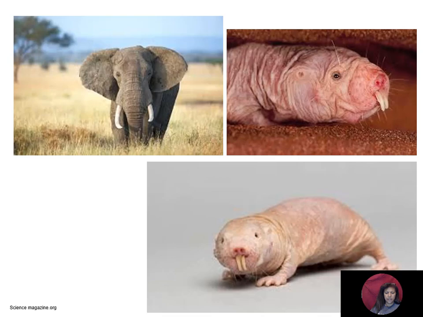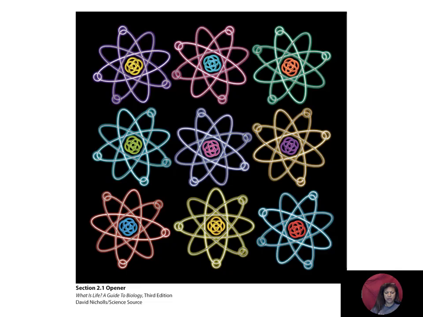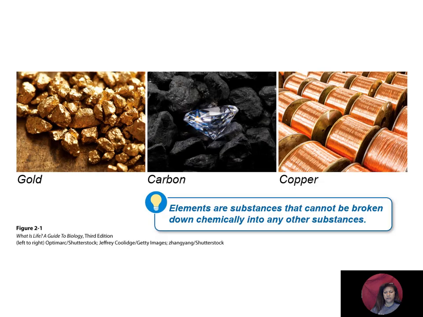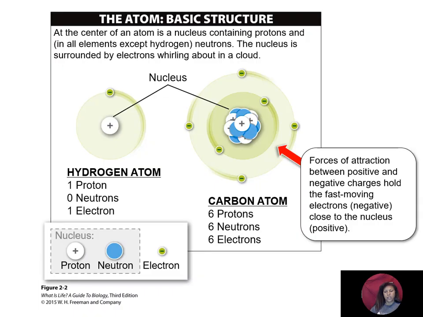We're going to get to the meat of what we're dealing with today, which is the chemicals of life. All right, we're going to talk about atoms in chemistry. So, terminology, elements. Elements are substances that cannot be broken down chemically into other substances, such as gold, carbon, copper. These are all elements. When we look at basic atomic structure, because I know some of you have taken chemistry, some of you have not, we're going to start very basic so everyone's ramped up with the same information.